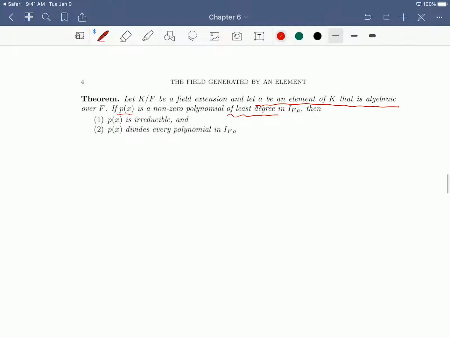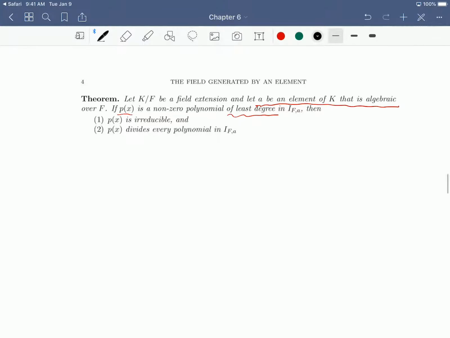All right, so let's see what we can do with this proof. Our theorem is: if we have K over F a field extension, A is an algebraic element of K, and p of x is a non-zero polynomial of least degree in the set of all polynomials that A is a root for, then that polynomial of minimal degree is irreducible, and it divides everything in that set of all the polynomials that A is a root for.